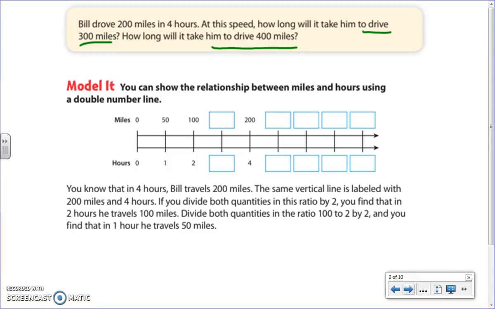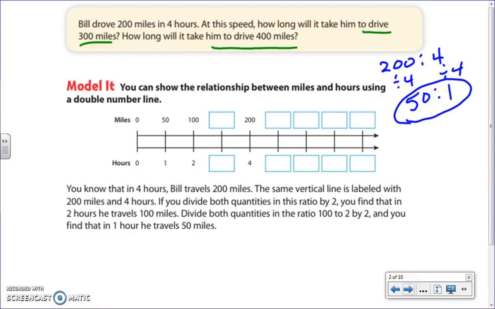One of the ways that we can approach the problem is figure out the unit rate of how far he can go in 1 hour. And to do that, if he can go 200 miles in 4 hours, then he must be able to go 50 miles in 1 hour. And we could find everything we need to know using the unit rate as far as how long it'll take him to drive 400 miles.